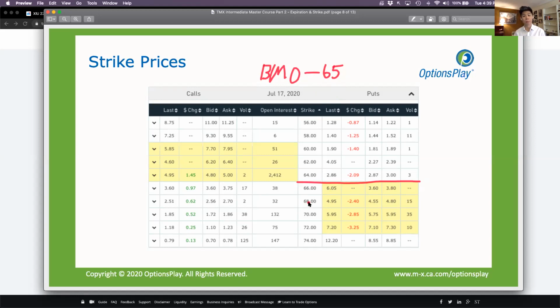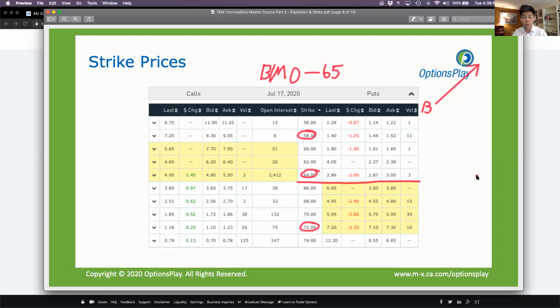So let's say we want to bet that BMO is going to move higher, right? So we want to buy a call option. So we have a few choices. We can buy a $64 call option. We can buy maybe a $58 call option, or we can maybe buy, let's say, a $72 call option. So whenever we're buying, what do we want to do? Buy low, sell high, right? So when you're choosing a strike price, buy low, sell high.